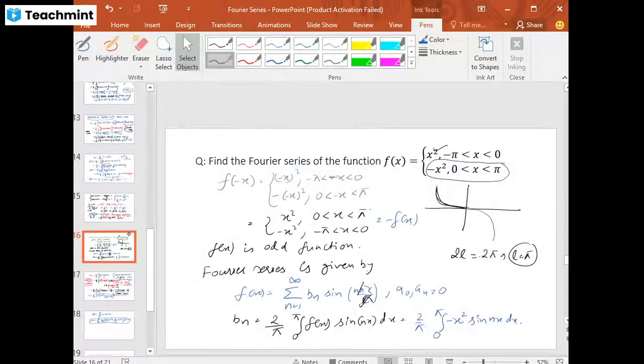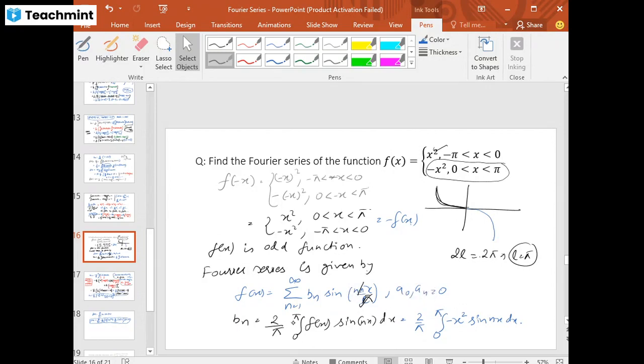So what we have seen here, your function is again defined in the interval minus pi to pi. So the first step is we need to check the nature of the function. Here we realize that your function is an odd function. In case of an odd function, the Fourier series of the function is a sine series only. That means in this case, the value of Fourier coefficients A naught and An, both of them are 0.